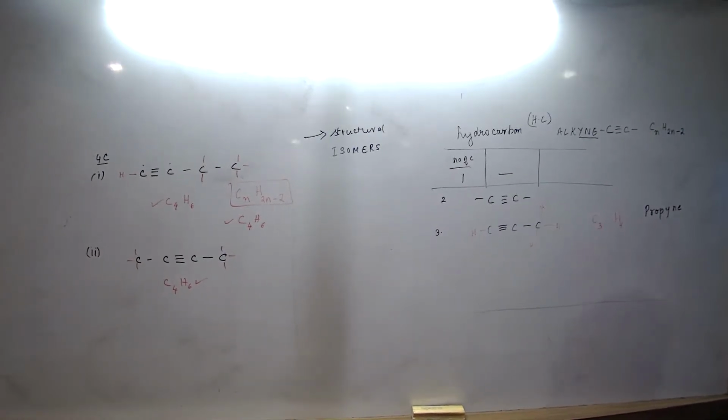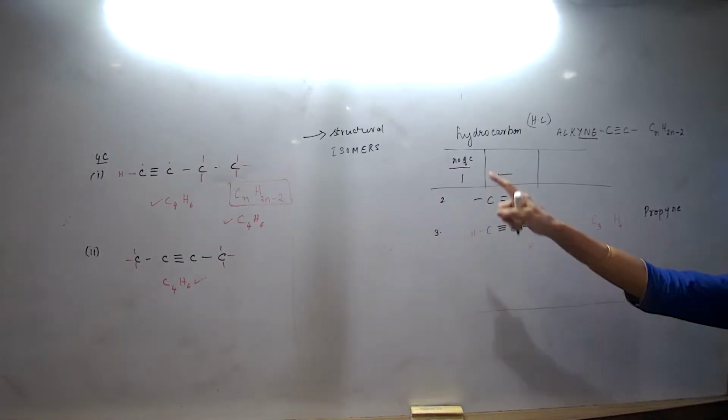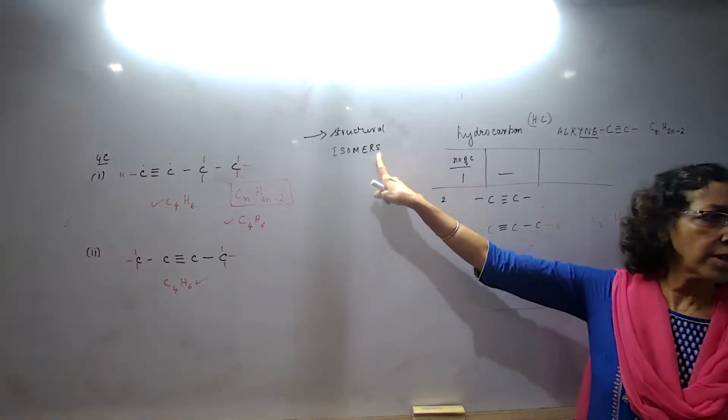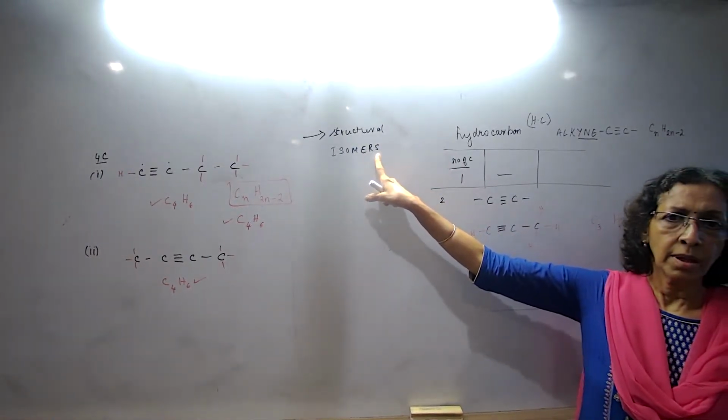Molecules. You can use the word molecules, or also you can use the word compounds. Write down as compounds. Compounds having similar molecular formula but different structures are called, what are they called? Structural isomer. They are called as structural isomer.